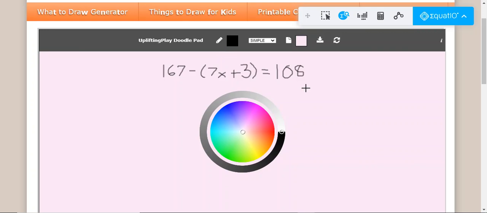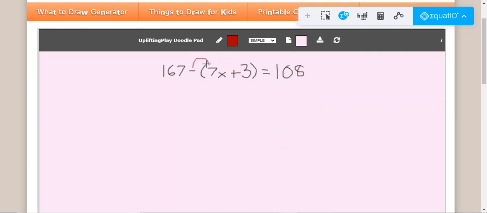Hi. So when we're solving for this problem, which is 167 minus (7x plus 3) is equal to 108, you're correct that the very first thing that we have to do is distribute this negative. So what you did was you took this one and distributed it here, and this one and distributed it here, which is correct. You're going to get negative 7x minus 3. And that part was correct.